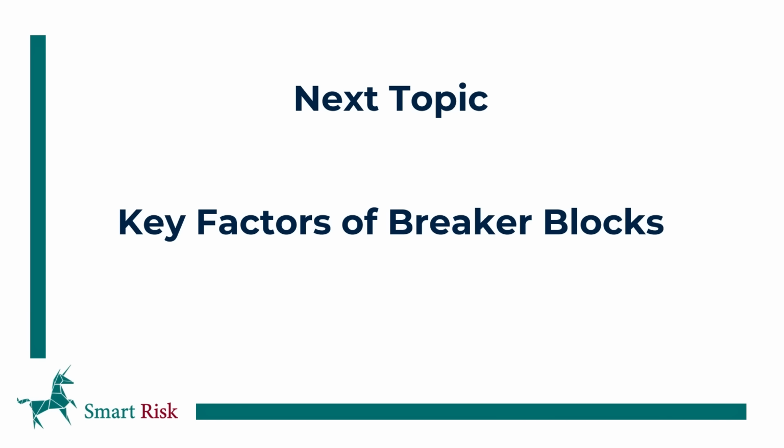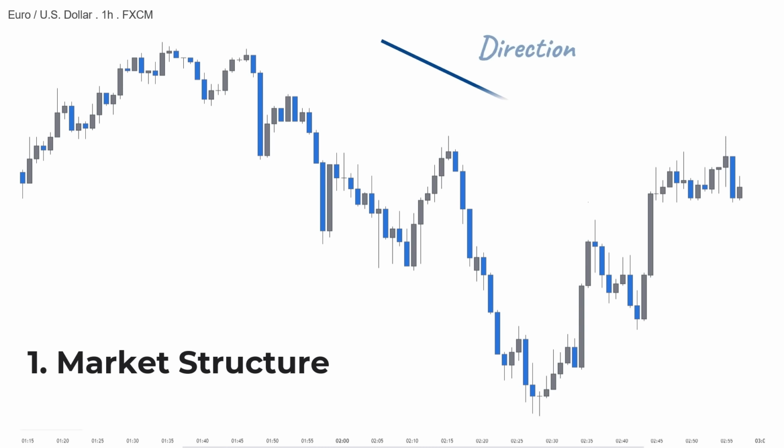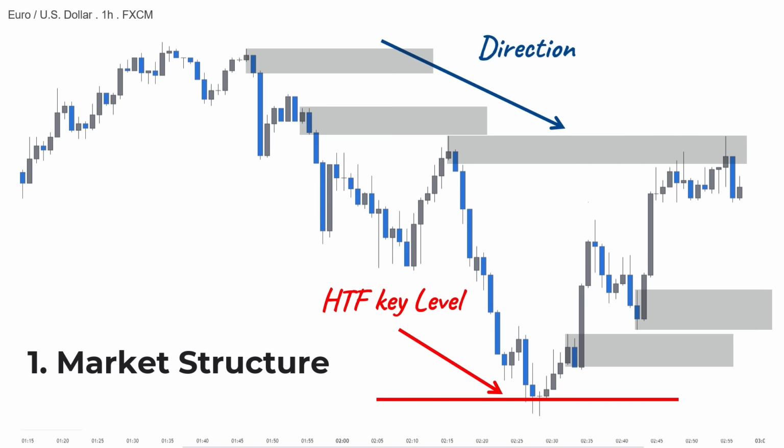Let's continue with the key factors. Number 1. Market structure. You need to identify the current market structure before looking for breaker blocks. Market structure includes defining market direction, supply and demand areas, higher time frame key levels, liquidity areas, and amount of the space we have in front of the price.